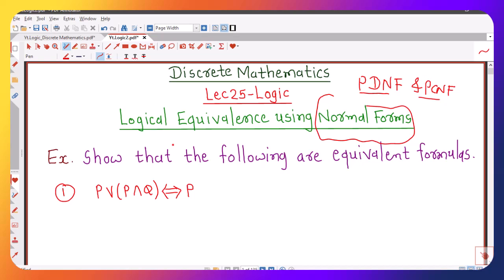So for that we can either obtain principal disjunctive normal form of both the formulas, or we can obtain principal conjunctive normal form of both the formulas, and if formulas are equivalent then the two principal disjunctive normal forms obtained will be same, or the two principal conjunctive normal forms obtained will be same.